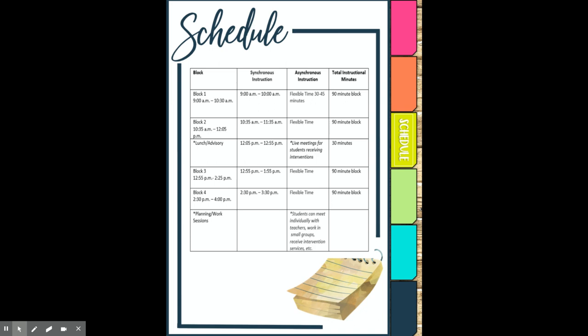Next is the schedule. If you haven't seen this yet, here's the breakdown of how this actually works. Of course, the first block is going to be from 9 o'clock to 10:30 a.m. Synchronous instruction will occur between 9 and 10 a.m. and then asynchronous instruction will be the last 30 to 45 minutes, which would end up making a 90-minute block. Block 2 is from 10:35 to 12:05. Synchronous instruction again occurs between 10:35 and 11:35. Then the asynchronous again 30 to 45 minutes, and so on.